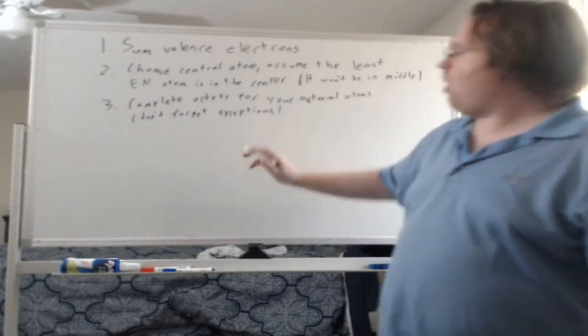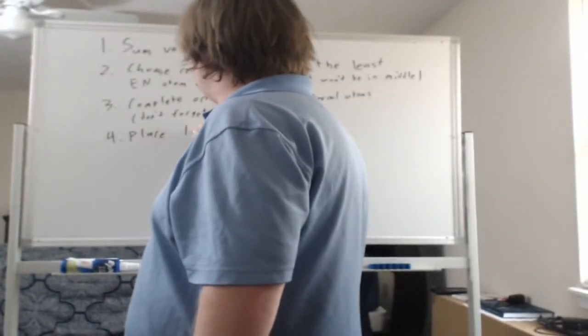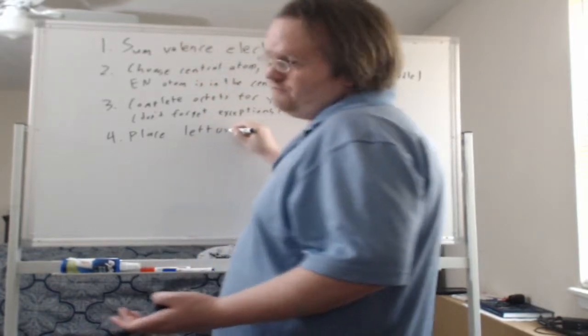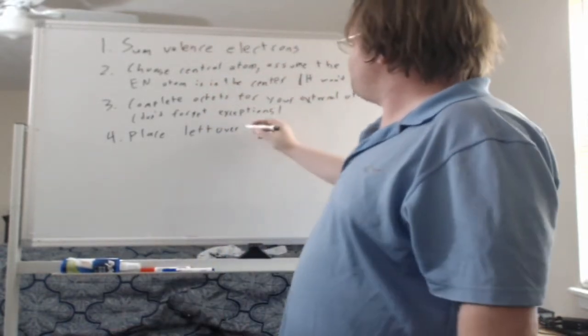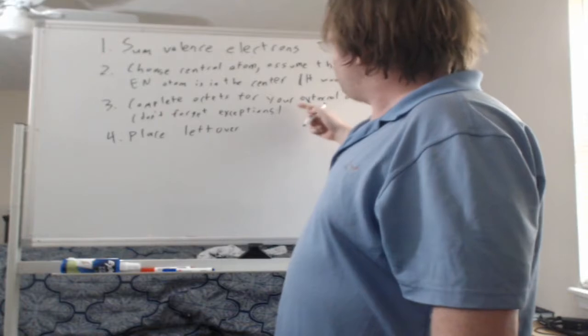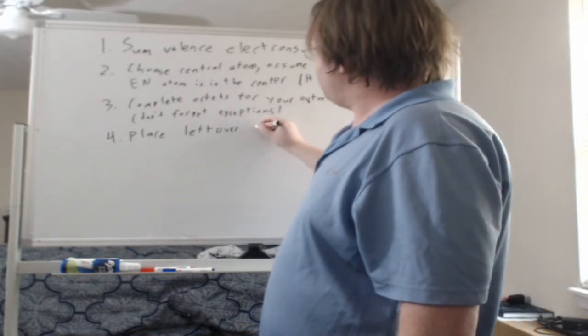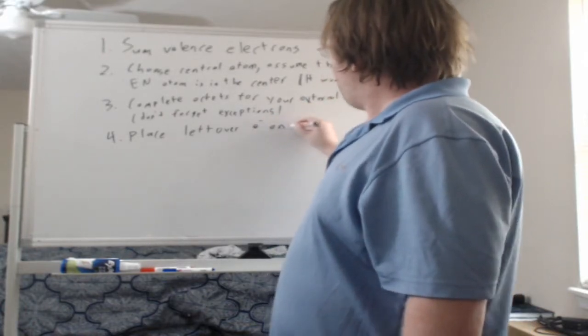Then, after you've done all of that, place your leftover electrons, and that's assuming you have any. If you have none, you can be done at step 3 potentially. You don't have to do step 4. So after step 3, if you have any leftover, place leftover electrons on the center atom.